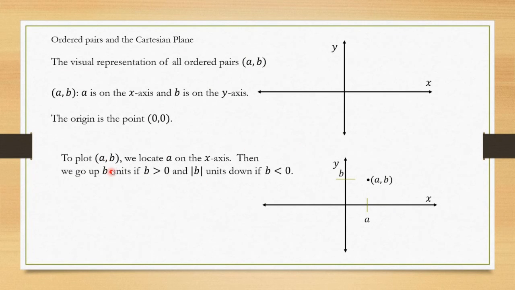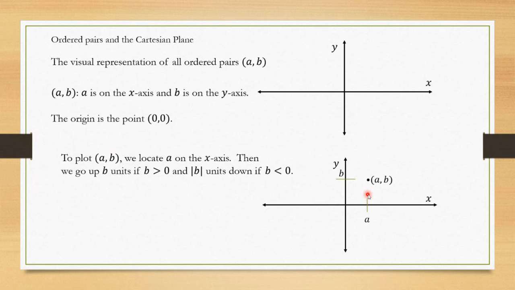How do you actually plot these ordered pairs? Well, for the ordered pair (A, B), you have to locate A on the x-axis. So let's say A was over here. It doesn't have to be to the right; it could be to the left. Then you're either going to go up or down from A, vertically, that is.